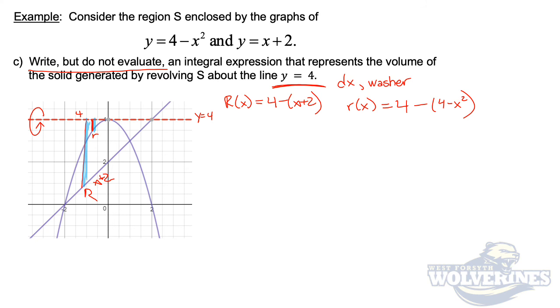Now, can you simplify those? Yeah, sure, right? You could take big R and say, okay, it's 4 minus x minus 2. Okay, so it's 2 minus x, right? And with little r, you could say, okay, it's 4 minus 4 plus x squared. Cool, it's just x squared. Yes, you can simplify that. You don't need to, and I don't really recommend it.